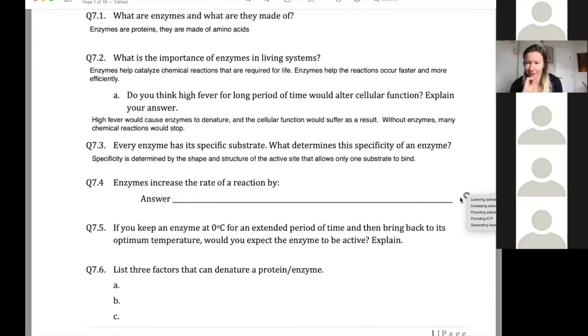And second, you should decrease the activation energy. Exactly. The way that enzymes work is they lower the activation energy. They lower that activation threshold that is required to kick off the reaction and allow it to happen.